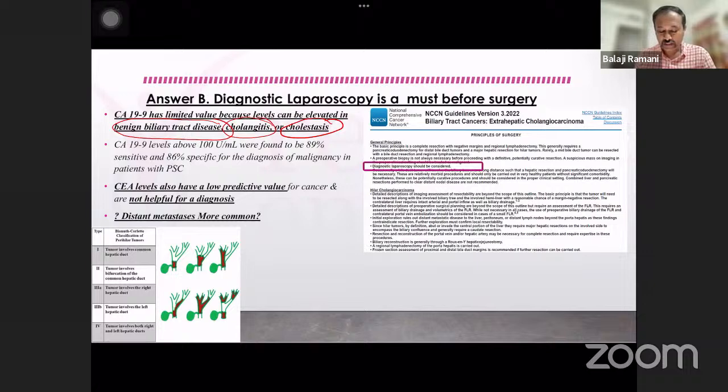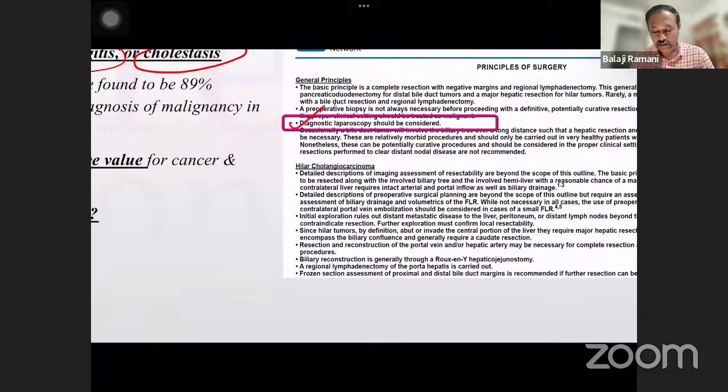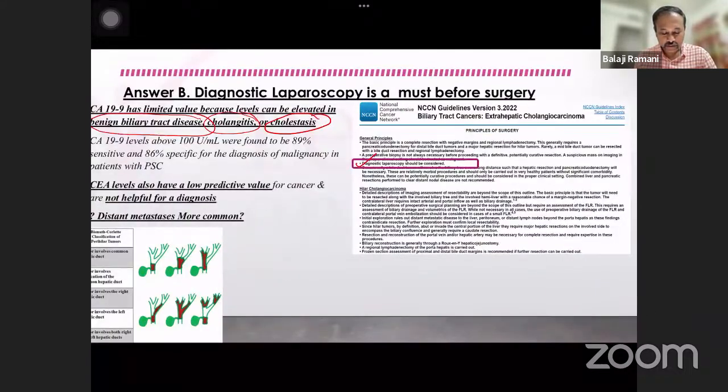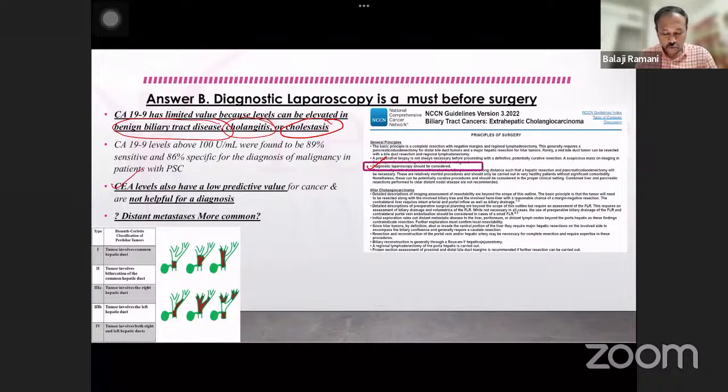On the other hand, diagnostic laparoscopy should always be considered, because we know that a lot of patients will have a peritoneal disease. So a lot of patients will have a peritoneal disease, and that is the reason why we have to use diagnostic laparoscopy in all these patients. And CEA levels will have a low predictive value for cancer and not helpful in diagnosis.